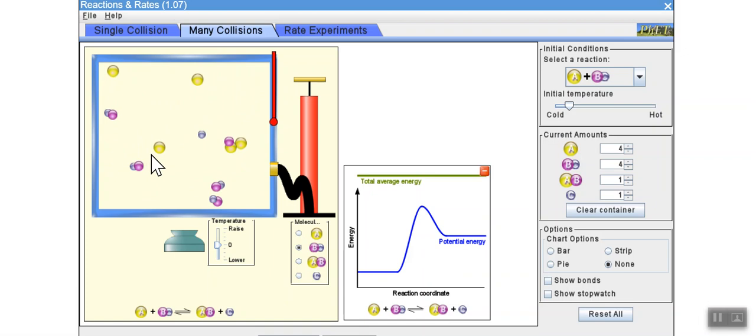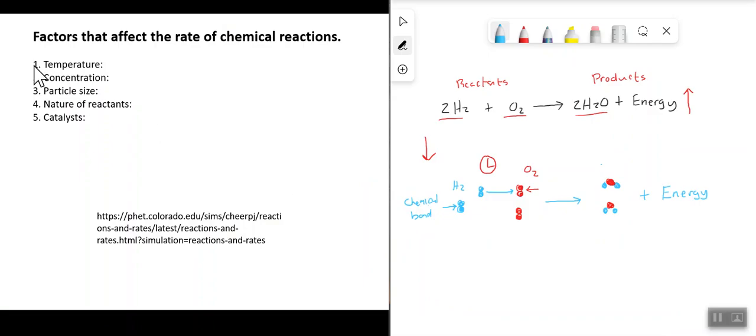The other thing that has an impact is the number of reactants, or the concentration of reactants in the mix. The more reactants you have, the more collisions you have, and the quicker the rate of the reaction. So that's temperature and concentration and how they impact the rate of the reaction. We're going to look at these in a little bit of detail now.